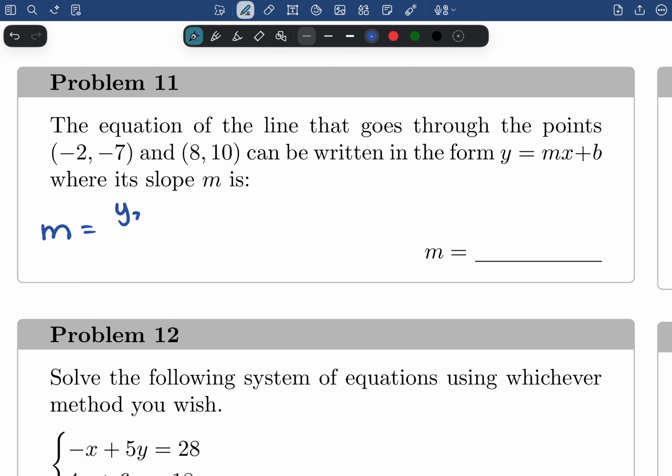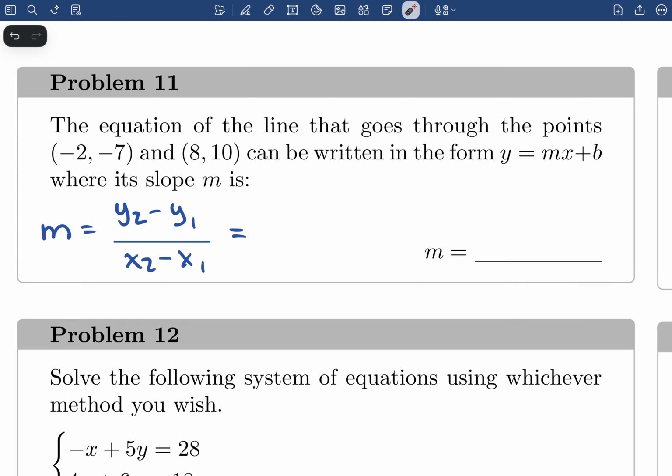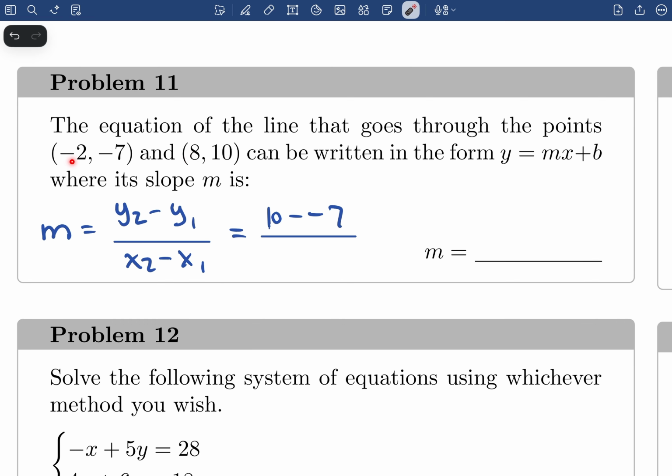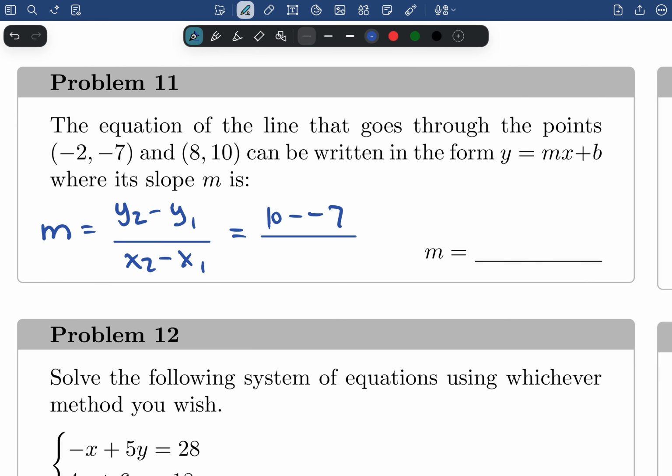Okay, remember, y's are the rise, they go on top. X's are the run, they go on bottom. Rise over run is what a slope is. And so I take y2, the second y value, minus the first y value. Okay, so 10 minus negative 7. And I divide it by the second x value minus the first x value. So that's 8 minus negative 2.